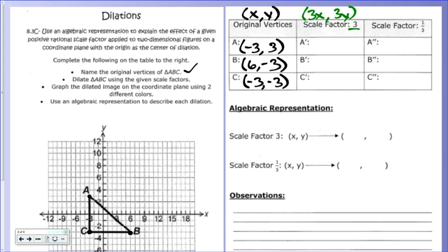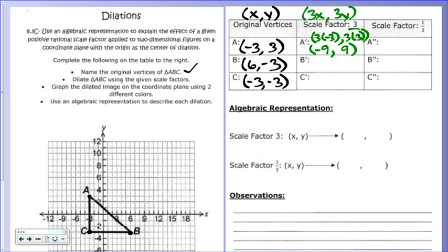Okay, so let's try the first ordered pair. Our first ordered pair is -3, 3. So I'm going to just plug those values in for x and y so that I can get my new ordered pair. I'm going to plug in 3 times -3, comma, 3 times +3. So my new ordered pair, 3 times -3 is -9, and 3 times +3 is 9.